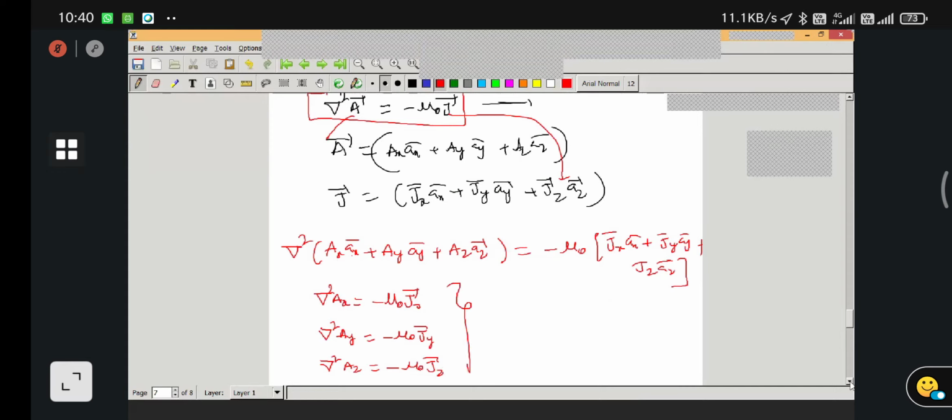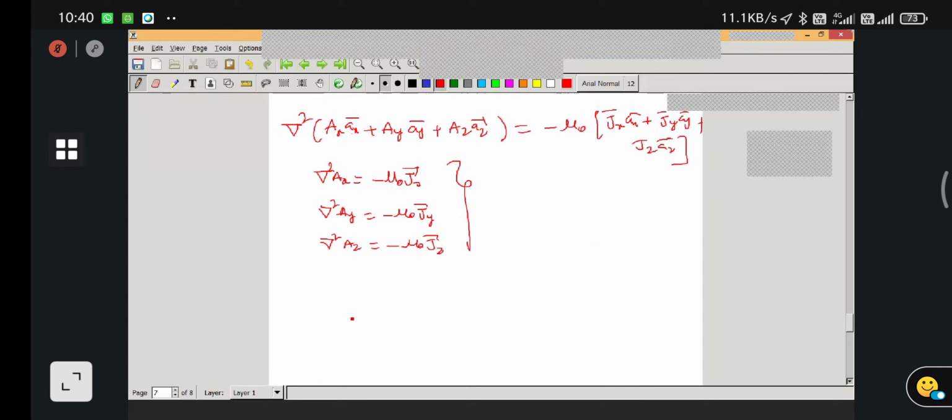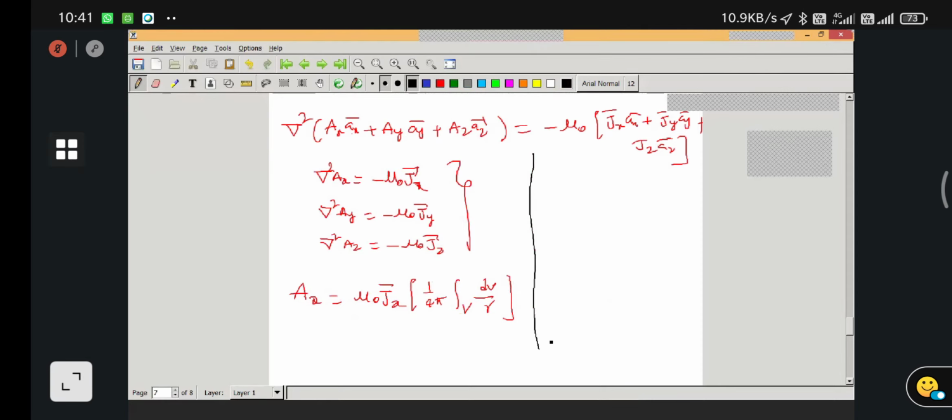What is Ax? Very important. Ax equals mu naught Jx times 1 by 4 pi, the volume integral of dv by r. First of all, I am taking the black pen, to understand it like electrostatics.